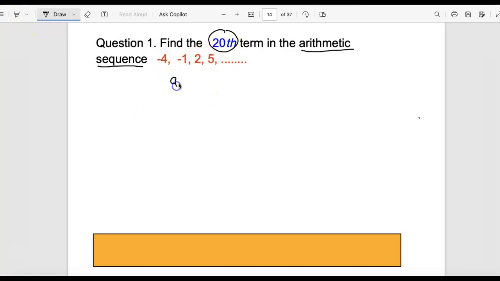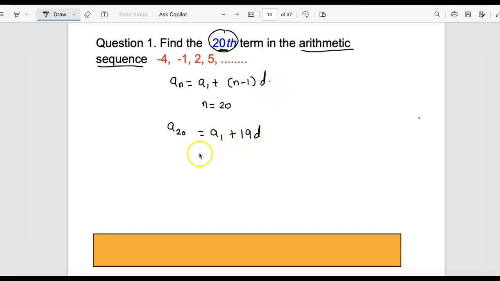Our general formula is a sub n is equal to a1 plus n minus 1 times d. The question is asking for the 20th term. This means n is 20. So a20 is equal to a1 plus what? A1 plus 19d. That's what we have over here.